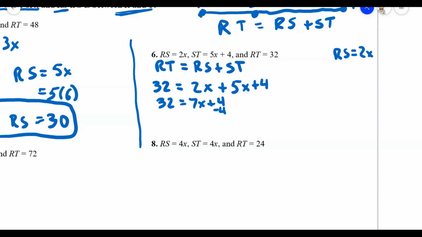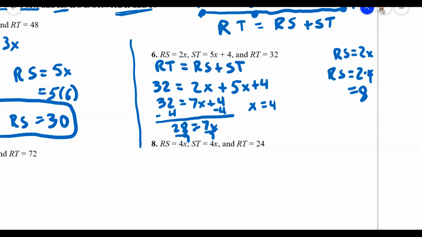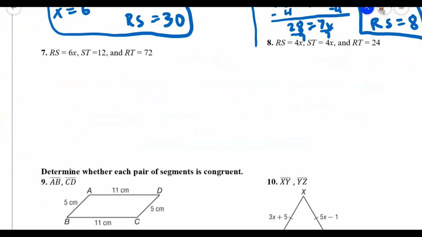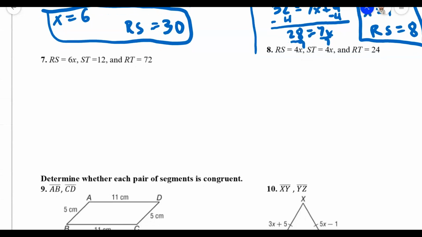And now we solve. Subtract 4 from both sides. 28 equals 7x. And then we divide both sides by 7. So I get x equals 4. That's step 1. And RS then would be 2 times 4, 8. So remember, 2 steps to each of these. Solve for x, then we plug it back in to find that other piece. Okay? Once you try number 7 on your own, let's put that into our Edpuzzle and see what we get.